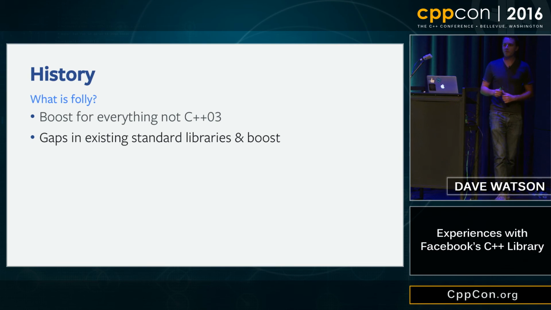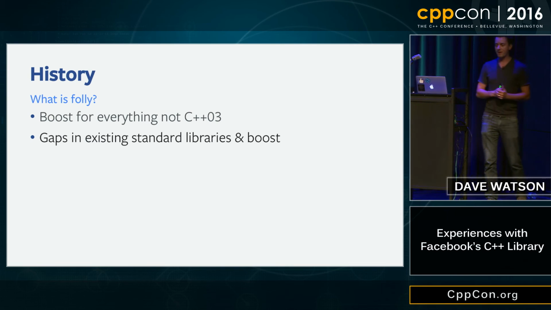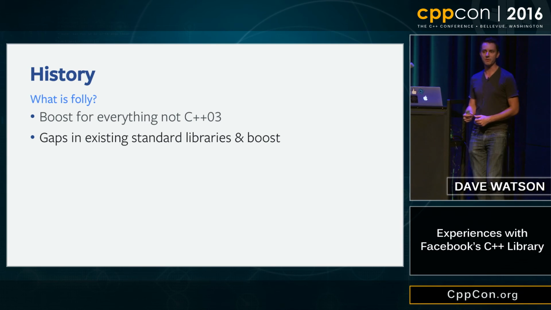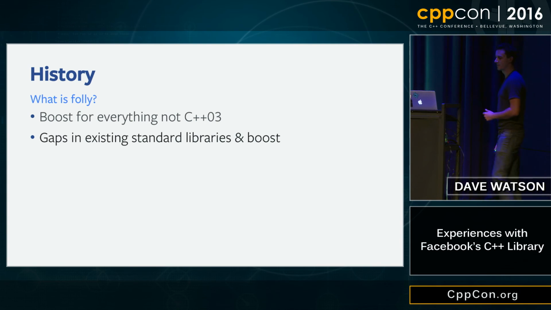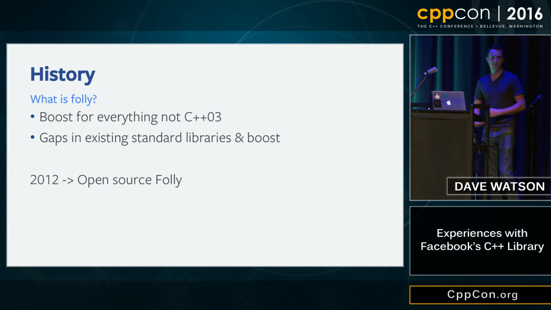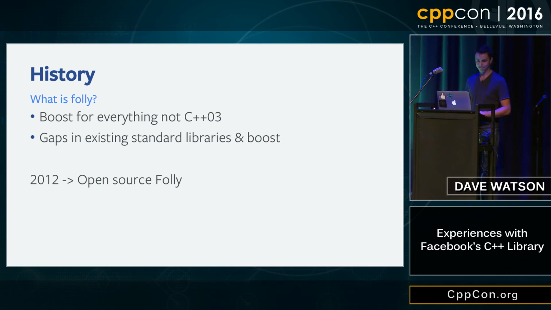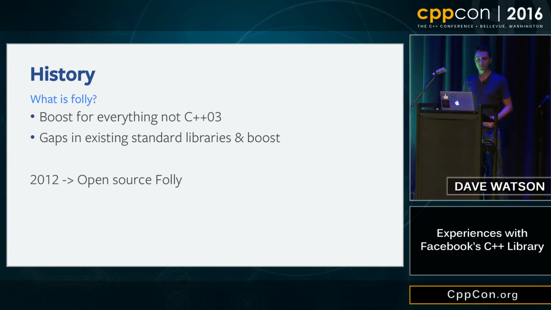This code is trying to not reinvent the wheel. We try very hard only to fill in the gaps between what is in the standard, what's in Boost, what's in various other libraries that we use. Originally, we had a very extensive usage of Boost. It's kind of waned over time as more and more has gotten to the standard. So in 2012, we open sourced this library called Folly.